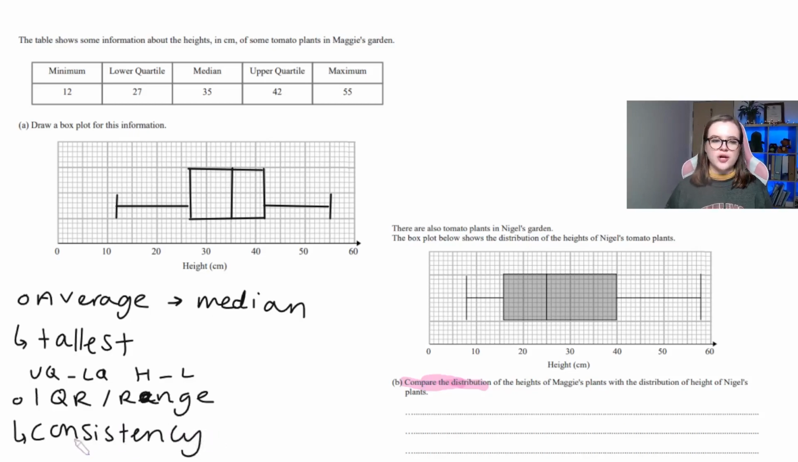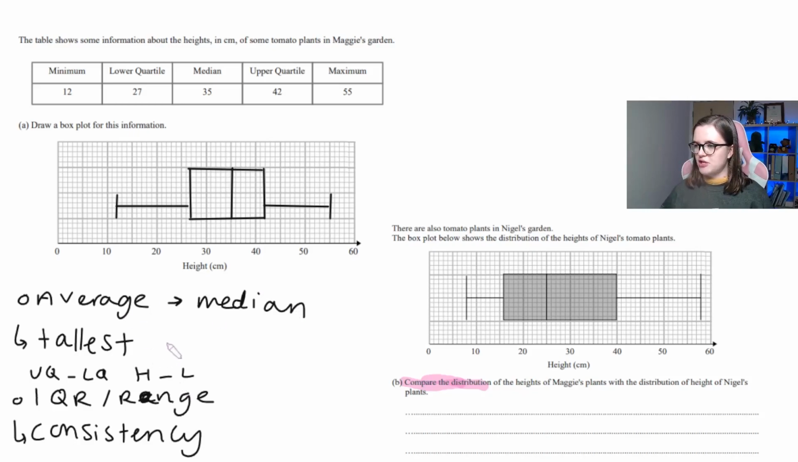Consistency. So, are Nigel's plants all really tall, or are they all really short, or do they have a big old spread, right? Is the difference between the tallest and the shortest really, really, really high? That's what the range tells us. Who has the most spread out heights of plants, right? So then let's have a look at this.